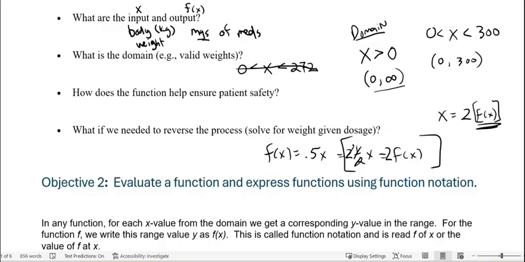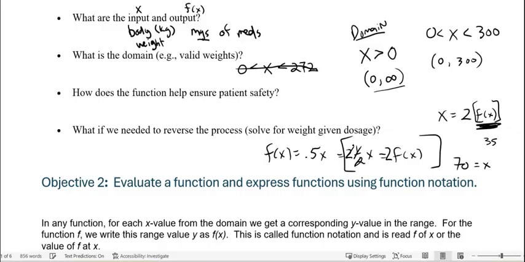If for some reason you start with the milligrams, that is, if I had 35 milligrams of drugs, how much does the patient weigh? Well, if I plug in 35, that would now be my input, and 2 times 35 would be 70. Okay?